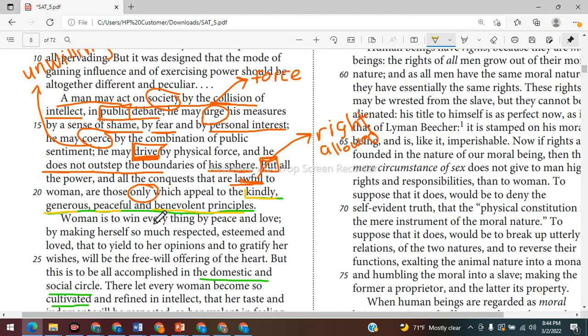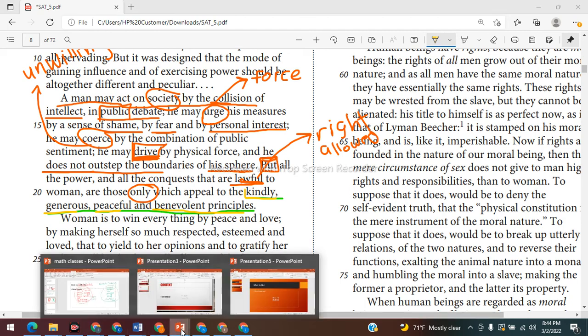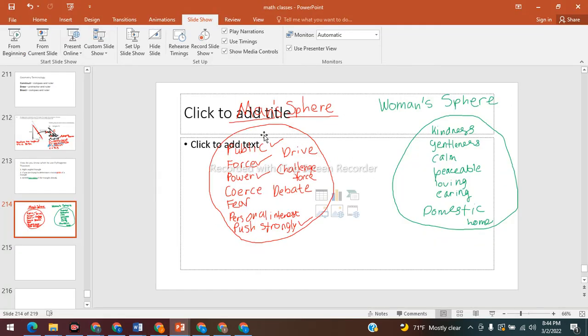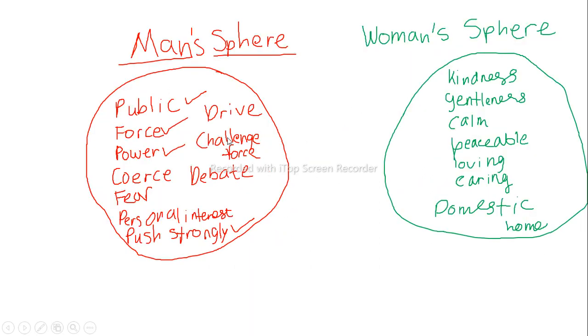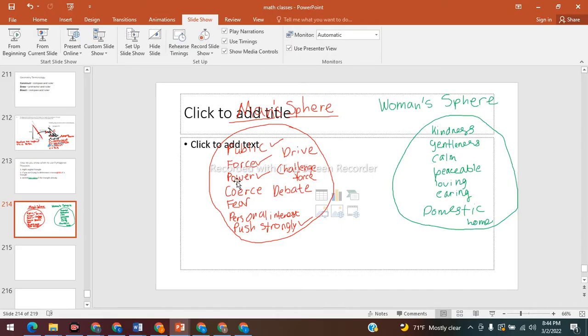So we already know the thesis. We already know what she's trying to say. Now everything will make sense because we already know the two bubbles. She's saying there are two spheres, and man is not allowed to go into the woman's sphere. And the woman, more importantly in her case, is not allowed to go into the man's sphere. That's her point. That's the thesis.